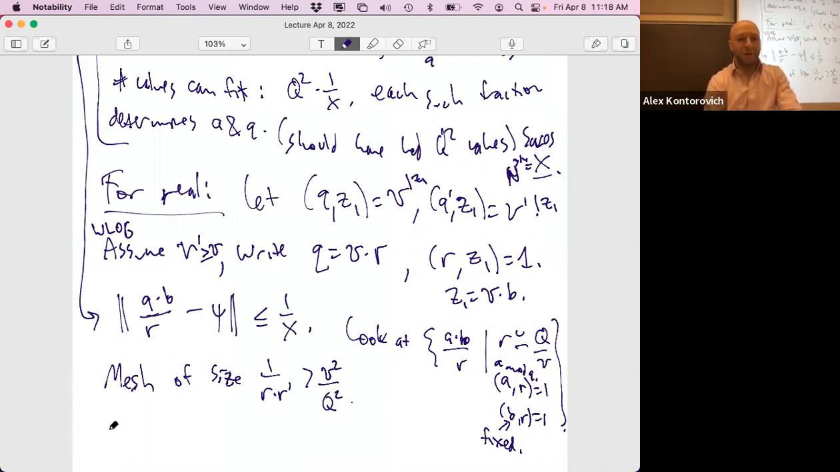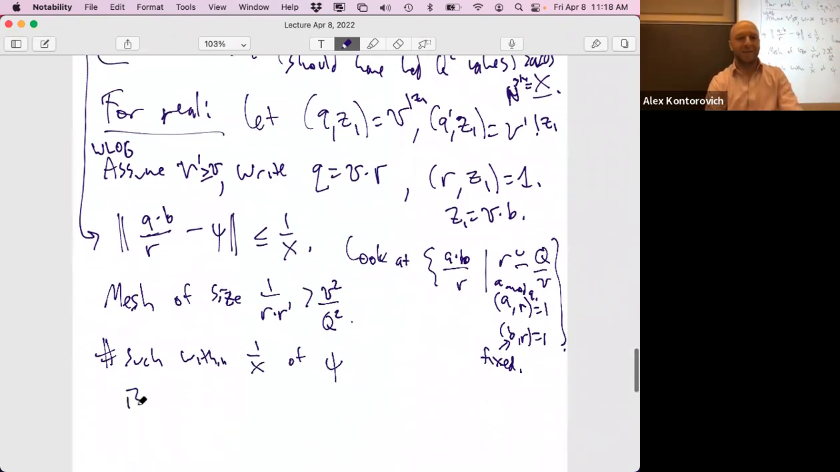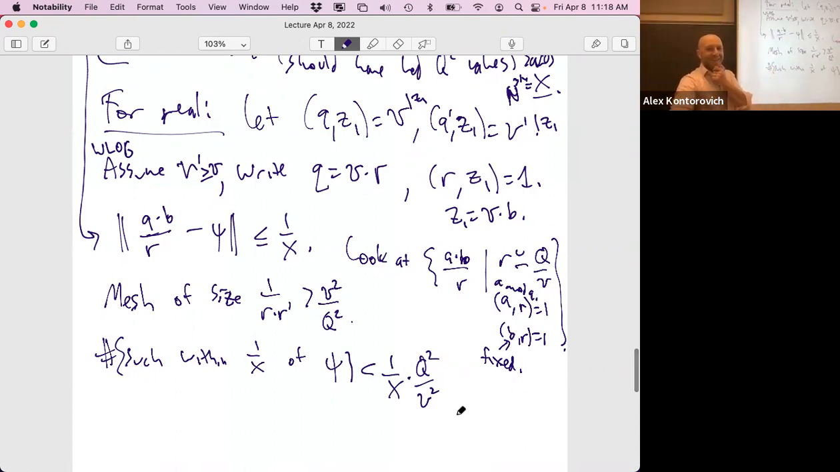So the number of such fractions within 1 over x of this fixed value psi is, let's use math instead of words, at most 1 over x, the length of the interval, divided by the mesh, so there's at most q squared over v squared of them. And then V was fixed? V is a divisor of z1, so that's like n to the epsilon.